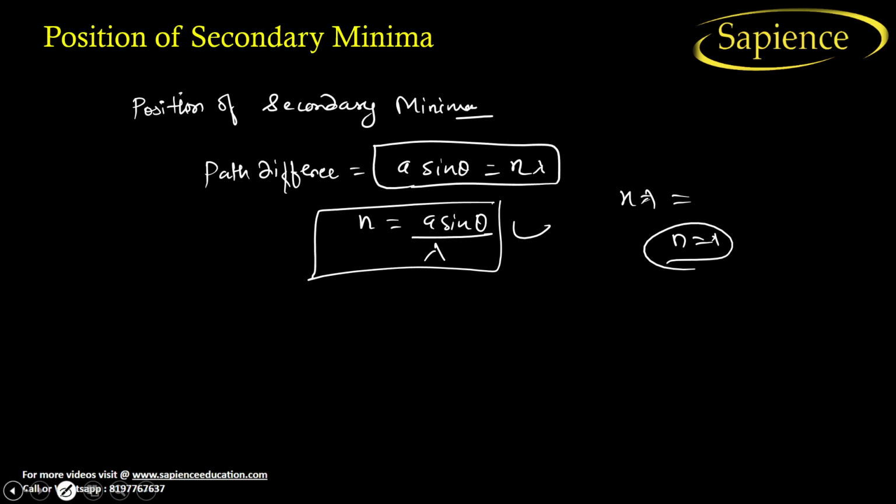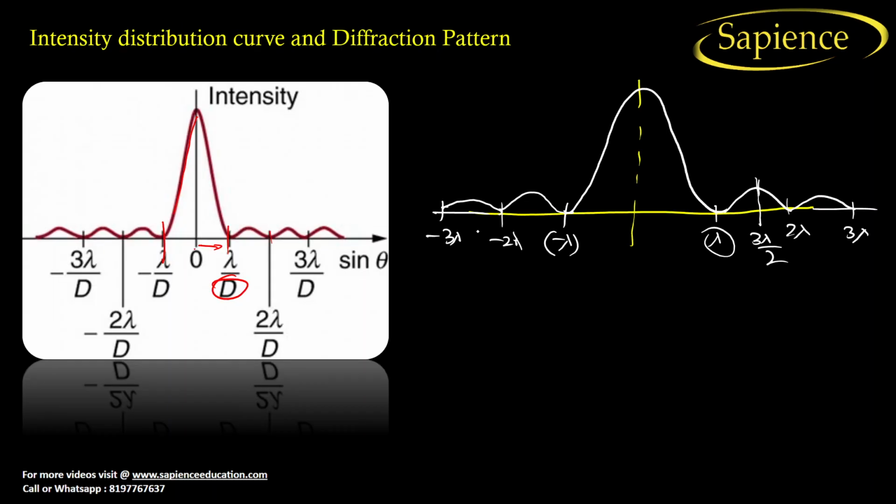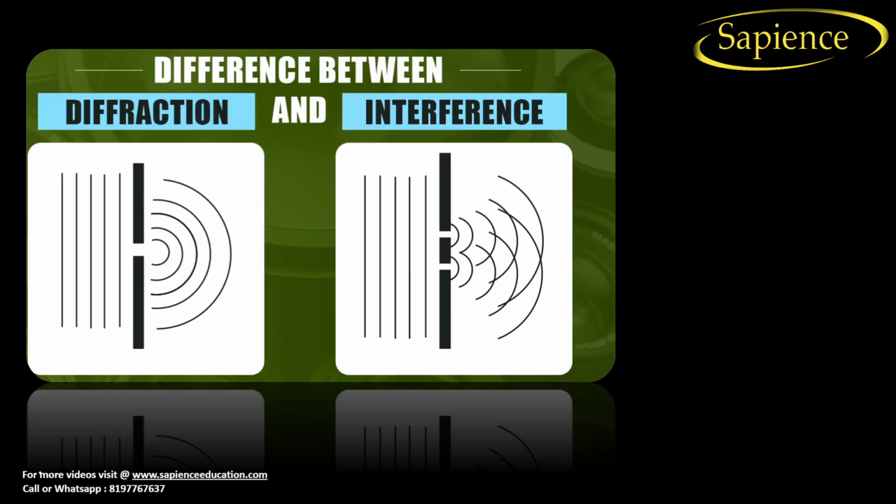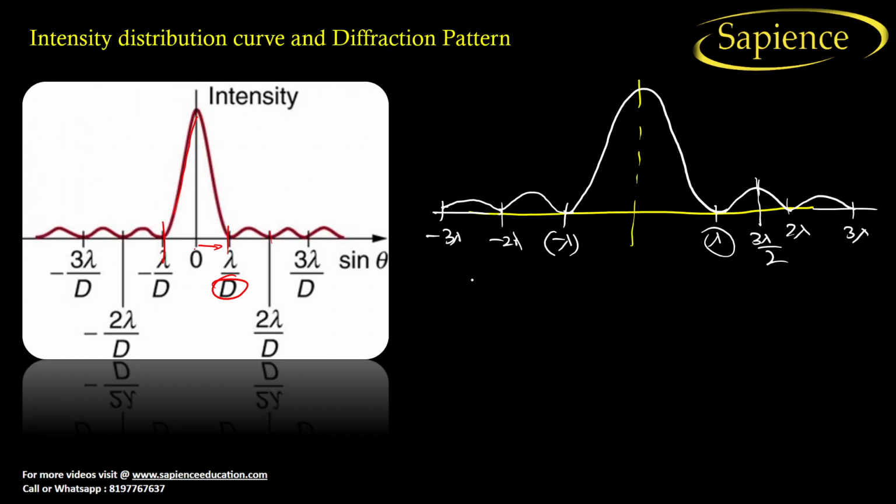Now if you want to find the width of the central maxima, how will you find the width of the central maxima? So this is the width of the central maxima, yes or no?